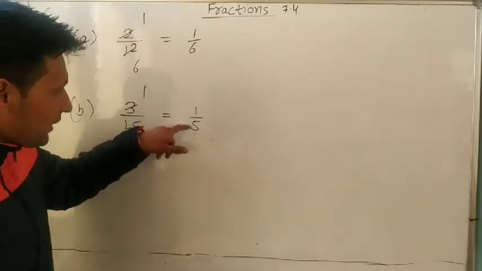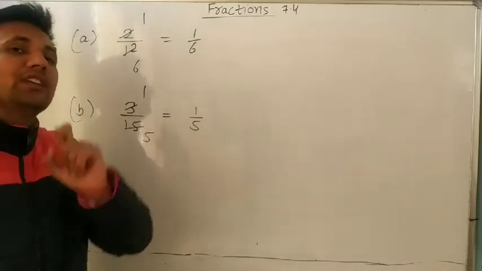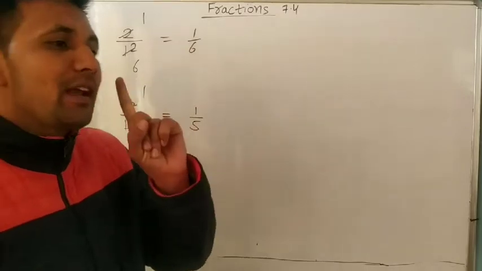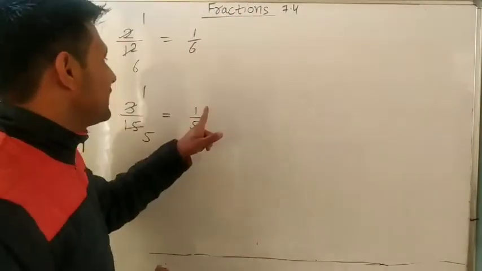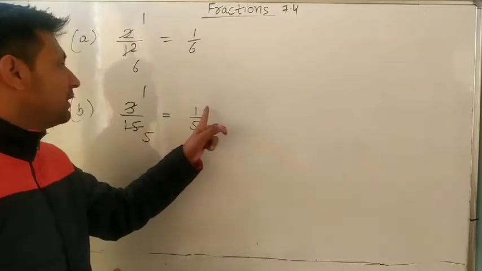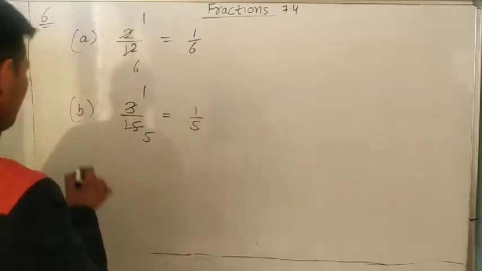Any common factor in 1 and 5? Yes, only 1 is a common factor, but except for 1, if there is any other common factor, then we will divide it out. But there is only 1 as a common factor, so it means 1 by 5.